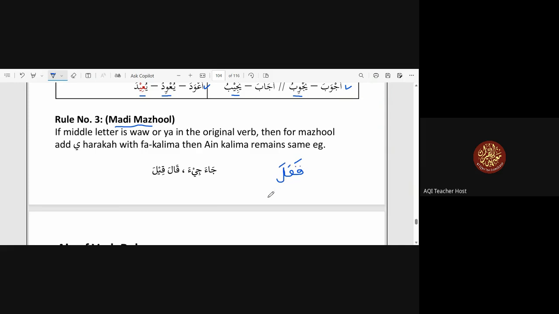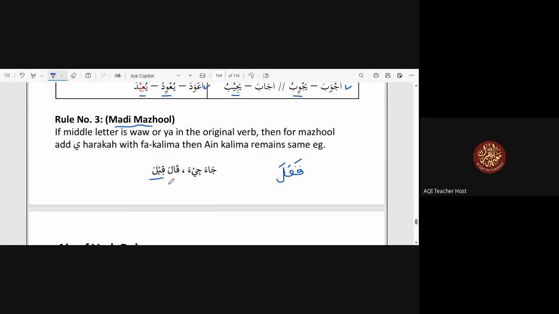Forward. Okay, so this is the original verb. In this case, for the Madi Majhul, with the fa kalima, ya is added, and obviously with ya, a kasra goes with ya, so it will become qila. Okay, so we have come across this qila many times in Surah Yasin.